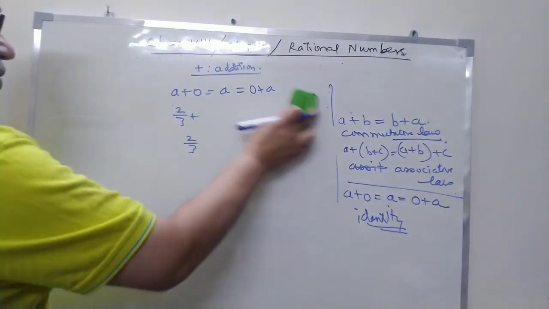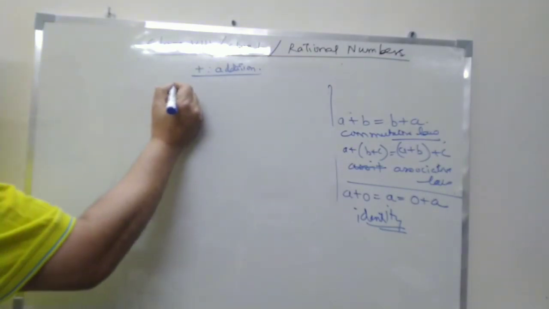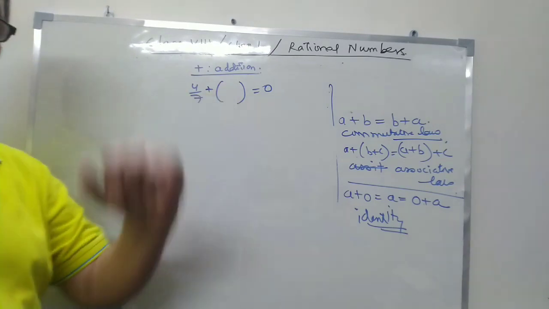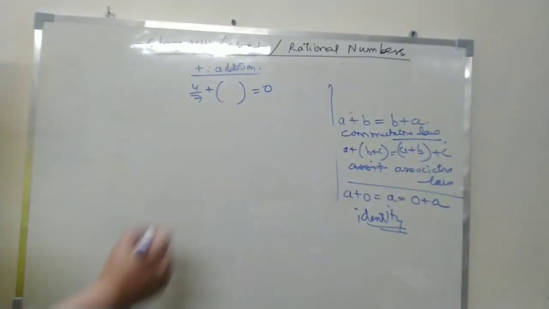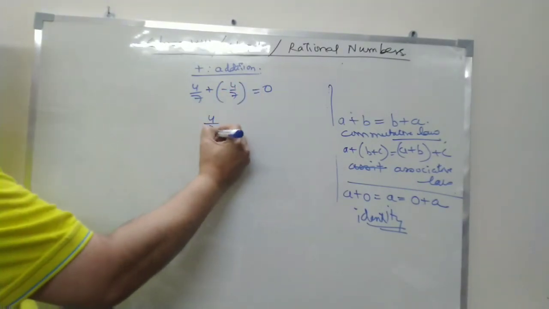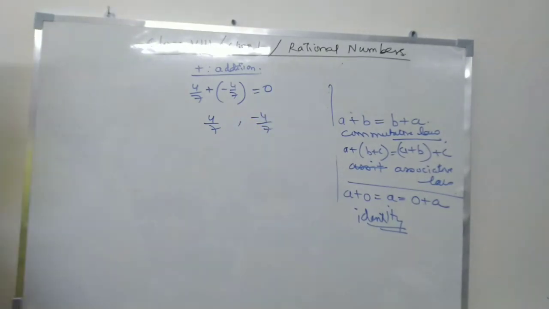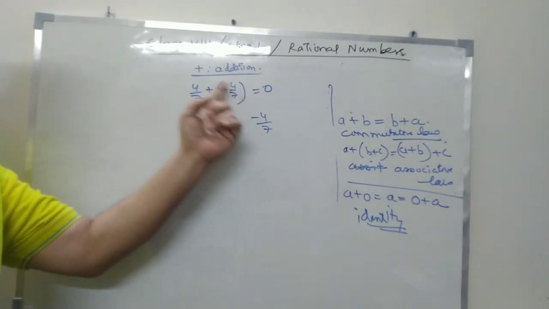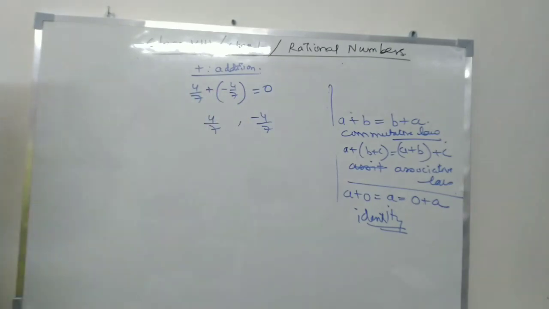Let's see, is there an inverse also? That means if I think of any rational number, suppose I think of say 4 by 6. Oh, sorry, let me take something else. Say 4 by 7. Now, is it possible that I add something to 4 by 7 and I get the additive identity 0? Yes, it is possible. What is that number? That number is minus 4 by 7. Now think about 4 by 7 and minus 4 by 7. Minus 4 by 7 is the negative of 4 by 7. They are what? Inverses of each other.